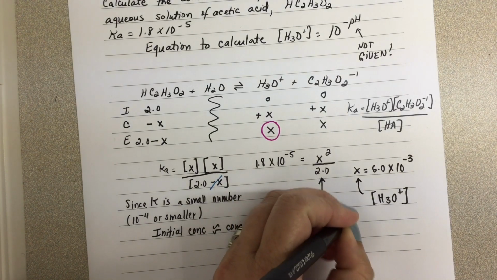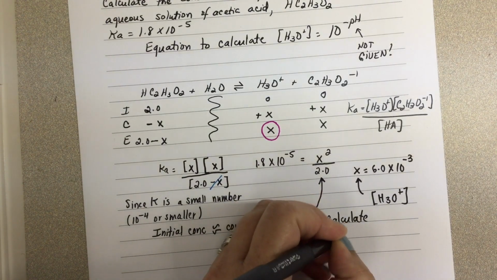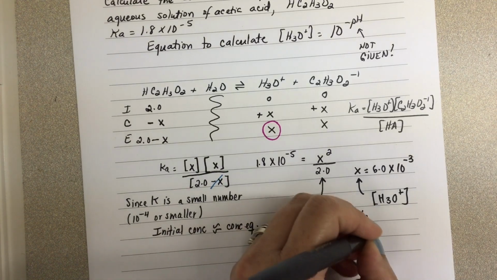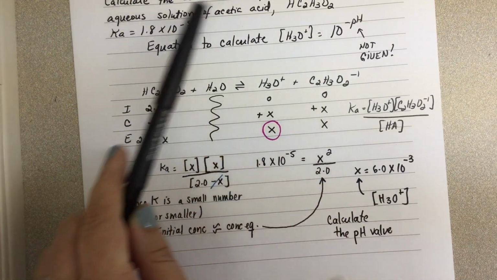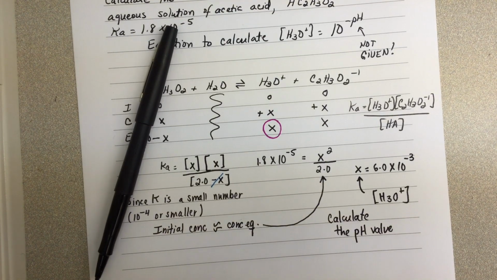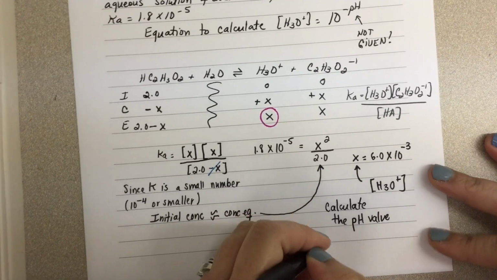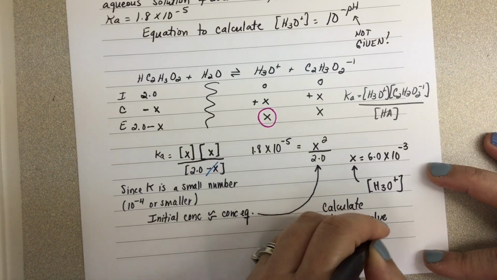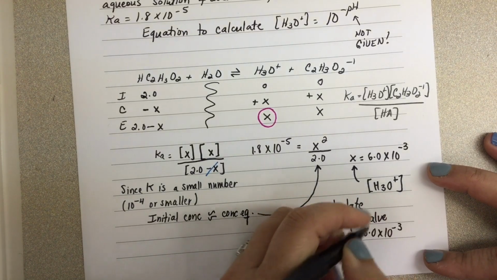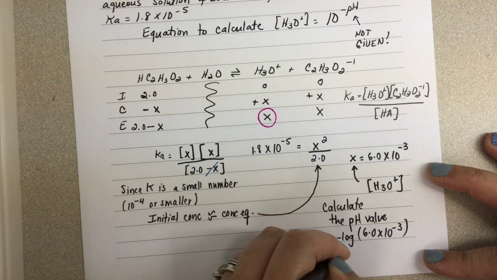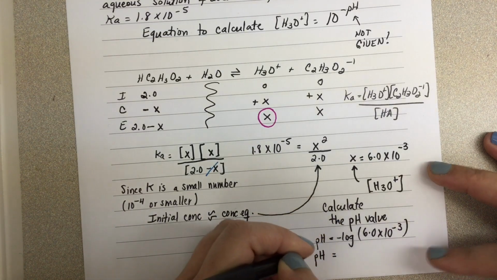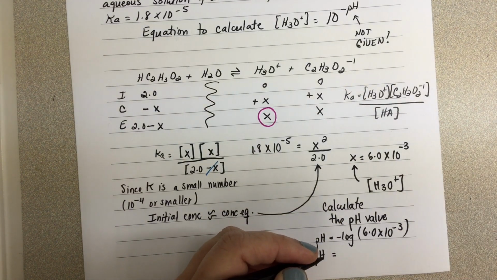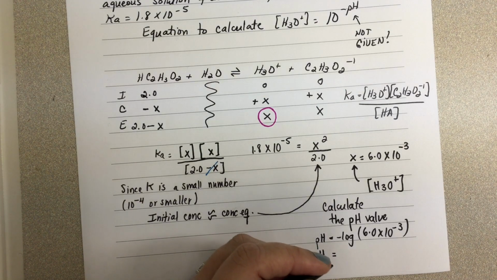So since you already have the hydronium concentration here, you can calculate the pH value for your solution. To find the pH, you just need your hydronium concentration. Minus log of 6 times 10.